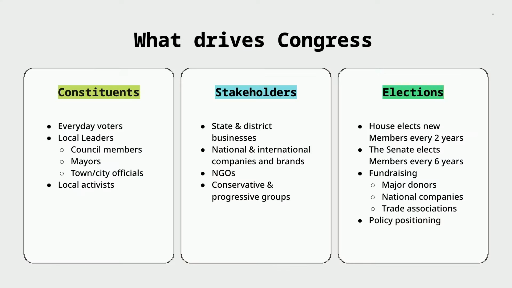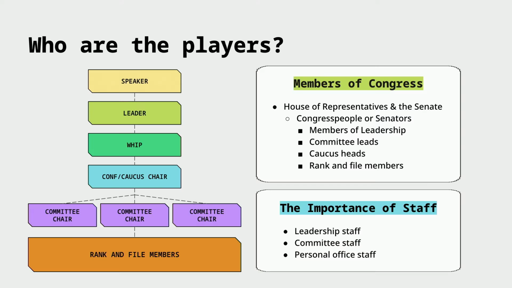And then the third bucket, which is probably the most important, is elections. Ultimately, this is what drives people. They want to remain in elected office, and they have to campaign regularly. In the House, they elect new members every 2 years, so you must run for re-election every 2 years. In the Senate, it's every 6 years. So as you can imagine, this is a pretty tight turnaround for a lot of folks. They're constantly fundraising and campaigning, which also dictates, based on the information that they get back from constituents and stakeholders, and their ability to win election, their individual policy positions and the things that they say publicly. So who are the players?